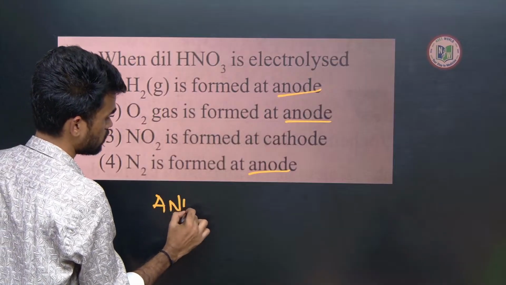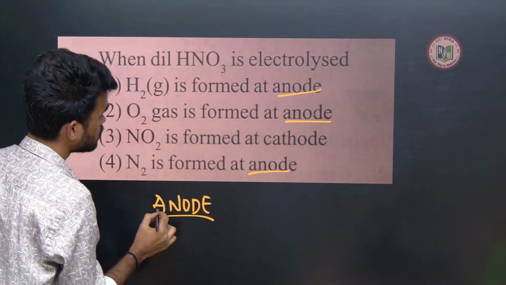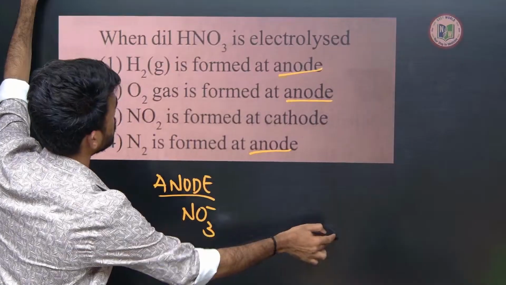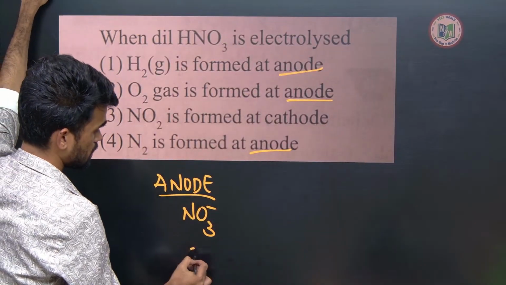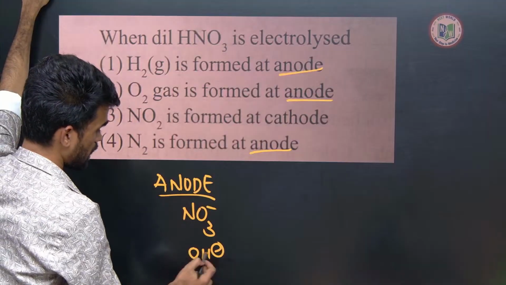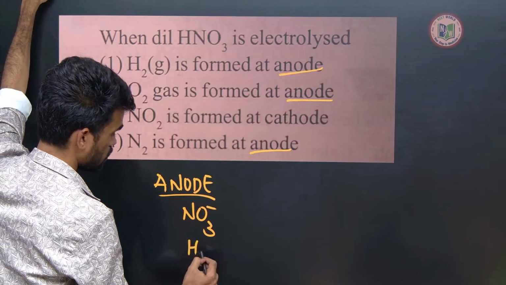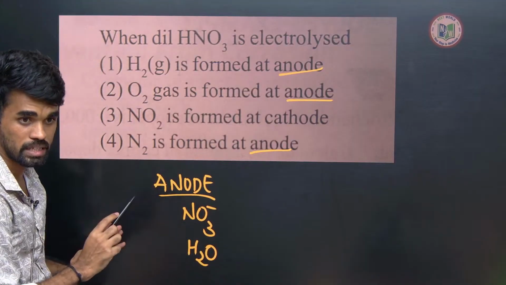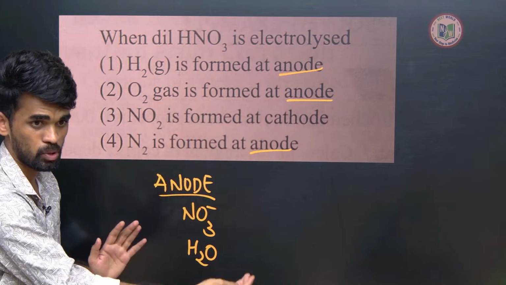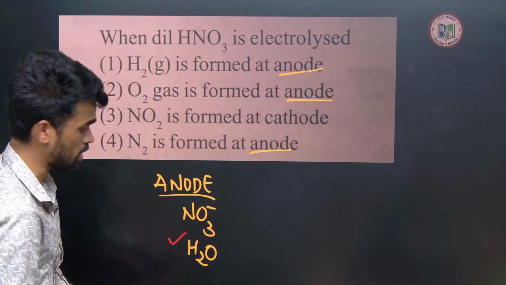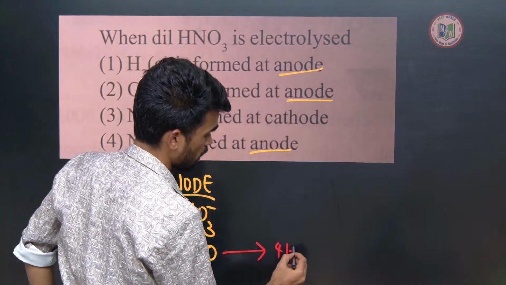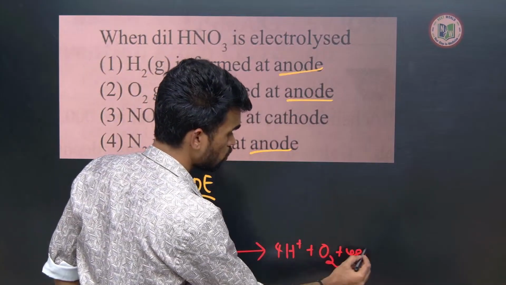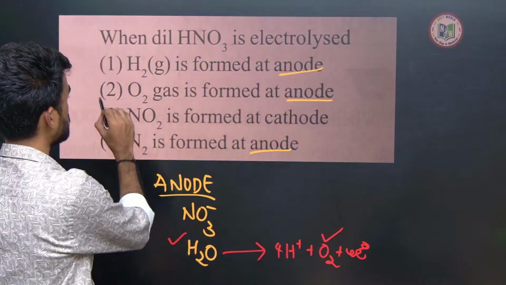What are the anions we have? NO3 minus, nitrate ion, and H2O, since it is dilute. Next, OH minus ion from water. We have seen sulfate now, and before sulfate you have nitrate, so they won't get deposited first. So OH minus ion from water only gets deposited. So we'll get 4H plus and O2 gas at anode. So O2 gas is released at anode. So this is correct.